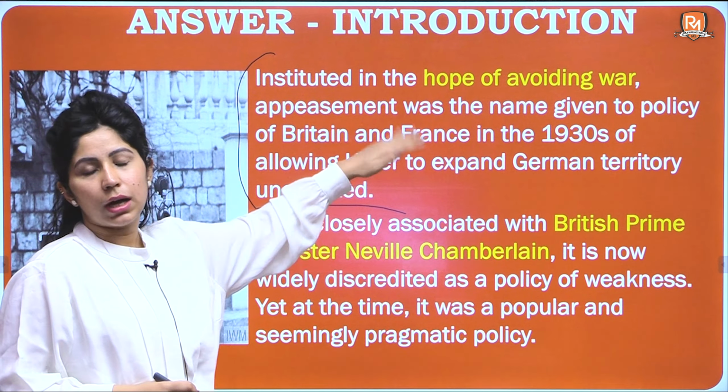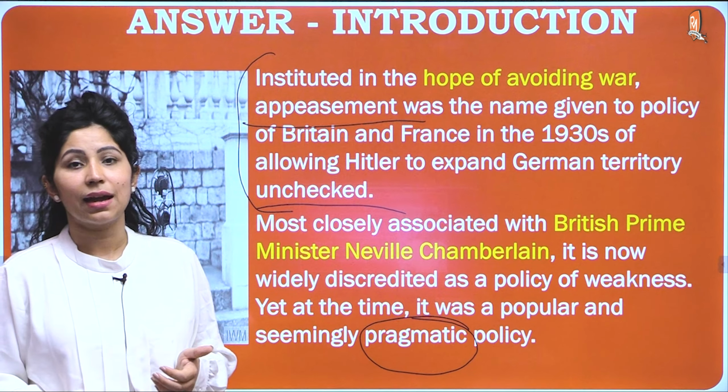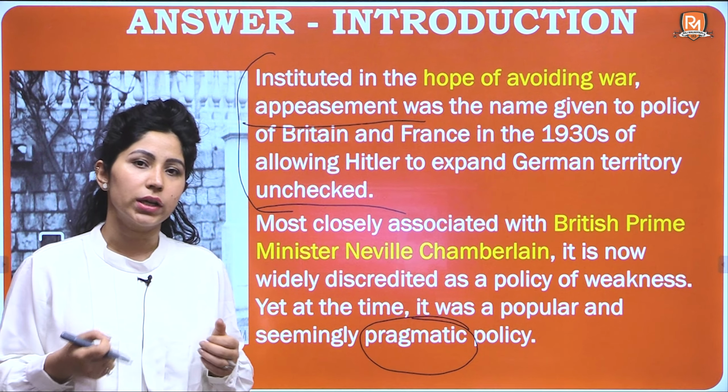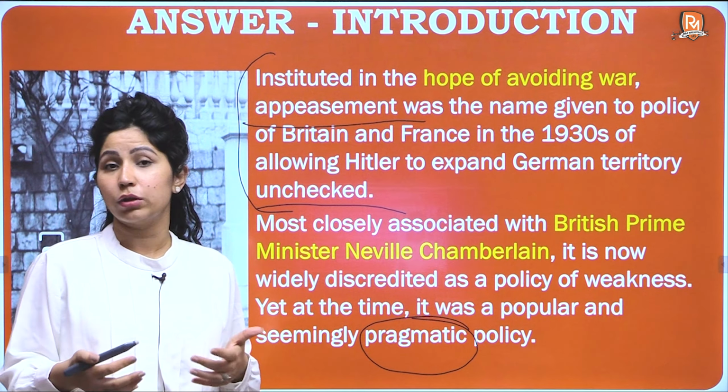It is now widely discredited as a policy of weakness, yet at the time it was a popular and seemingly pragmatic policy. What does pragmatic mean? Pragmatic means practical. It appeared very practical at that time, and the leaders thought that they could avoid a second war, but it was perceived by Hitler as a policy of weakness. He perceived it as a sign of weakness of the League of Nations, of leaders of Western nations, and then he expanded his geographical territory and his vested interest. So this was about the introduction.